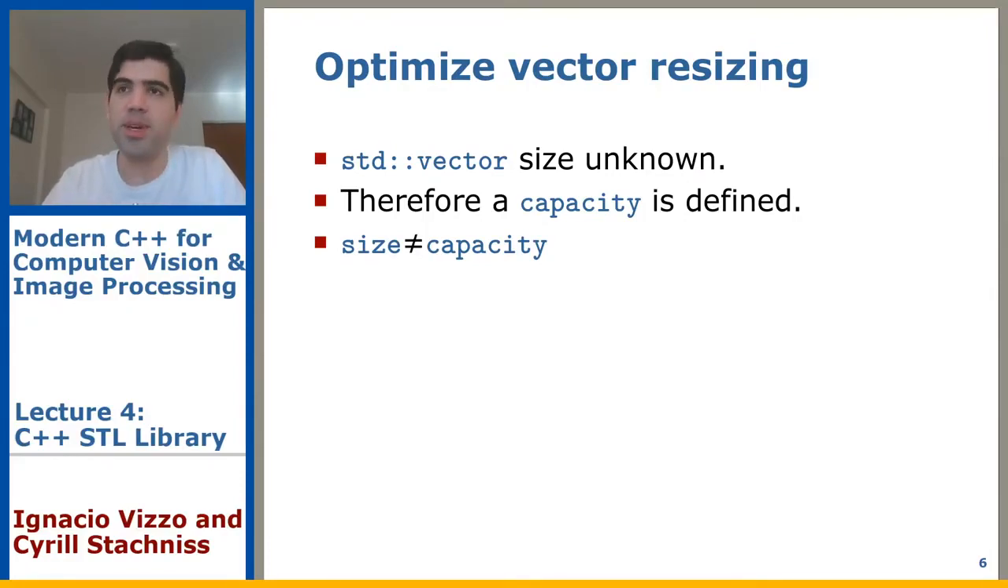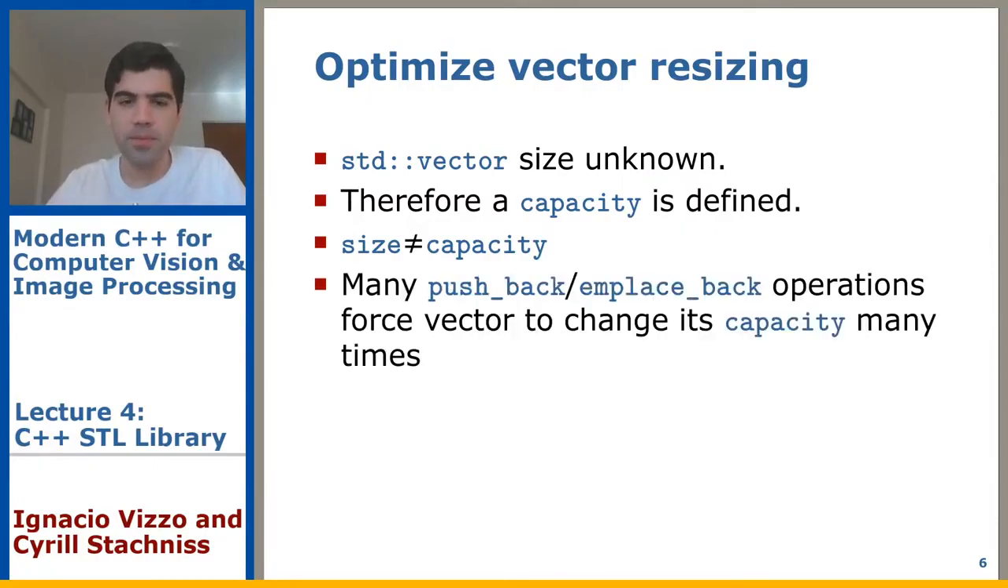Let's say you declare a vector of int, and then depending on the compiler and the implementation, it can say, okay, I will just grab 100 elements of memory just in case. In this case, the size will be 0, but the capacity will be 100, right? And when you start adding elements to this vector, then this capacity will increase over time. And this is time consuming, right? So many push_back or emplace_back operations force vector to change its capacity many times, and this will slow down your program.